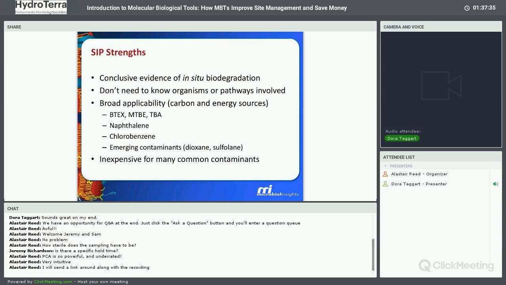Now, the cost of this technique varies depending on the size of the contaminant. That's one of the questions I get a lot. It's inexpensive for common contaminants that are smaller molecules like the ones I have listed here. When you get into very large molecules, the cost goes up because the synthesis cost for the company that makes these for us is a lot more.